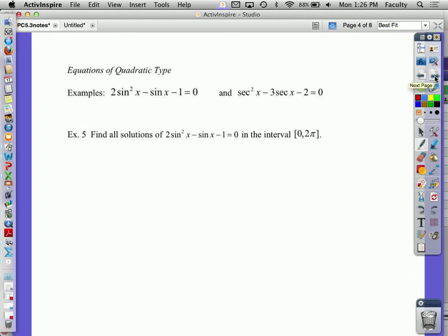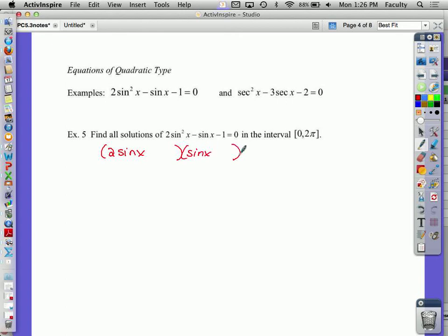Right, equations of quadratic type. 2 sine squared x minus sine x minus 1 equals 0 is a quadratic type for trigonometric functions, as well as secant squared x minus 3 secant x minus 2 equals 0. The good news in example 5 is this says on the interval from 0 to 2 pi, so we don't have to write out the general solution. So what we're going to do is try to factor this.